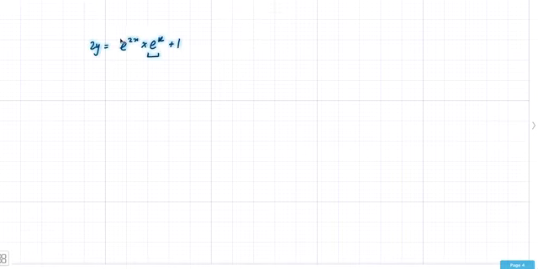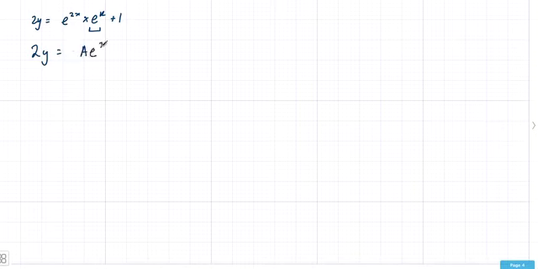Okay, so this can be rewritten. So we'll rewrite it as 2y equals a e to the 2x plus 1. What we've done is let e to the k equal a. And then finally y equals a e to the 2x plus 1 all over 2. So that would be our solution.